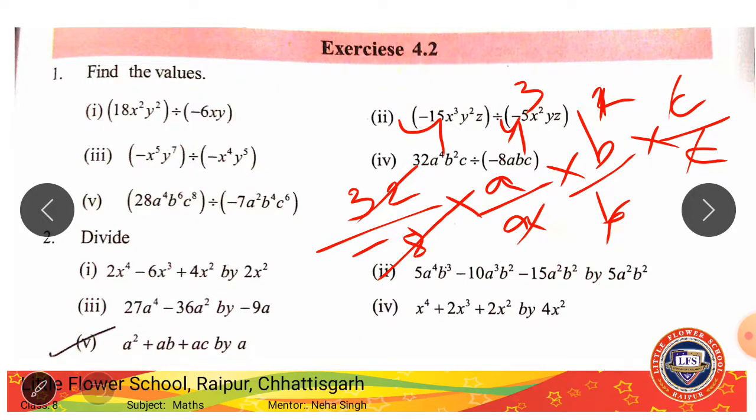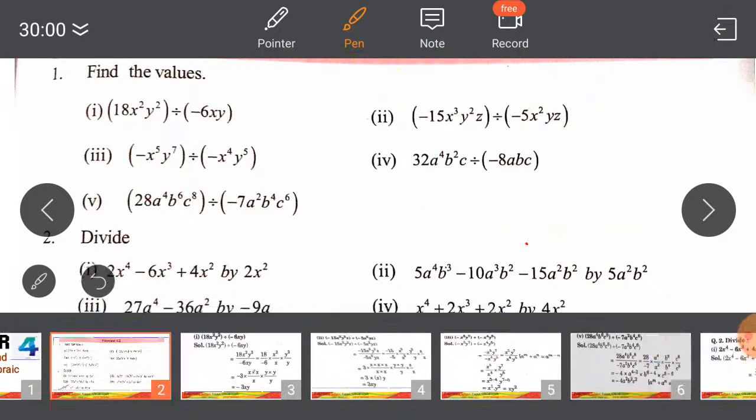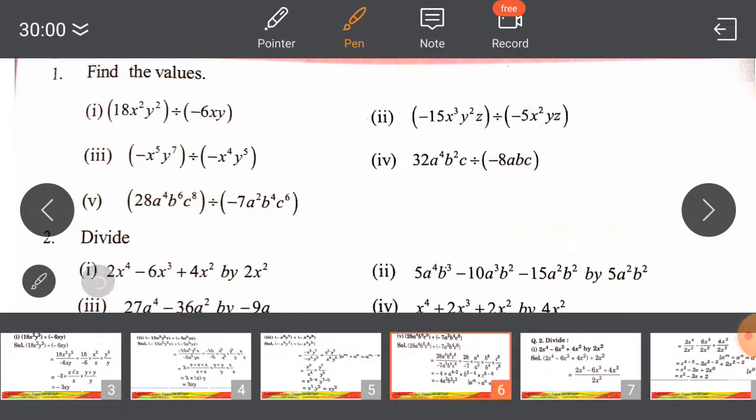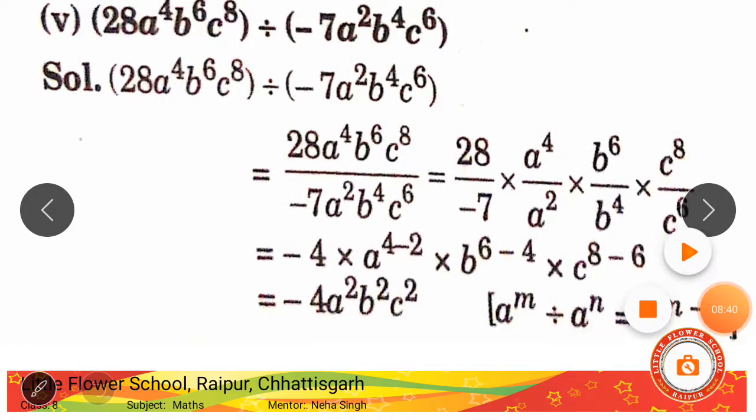Now moving on to the fifth question. First question, fifth part. How are we going to solve? Let us see. See here. Now moving on to the fifth question. 28 a power 4 b6 c8 will be divided by 7a square b4 and c6, right?